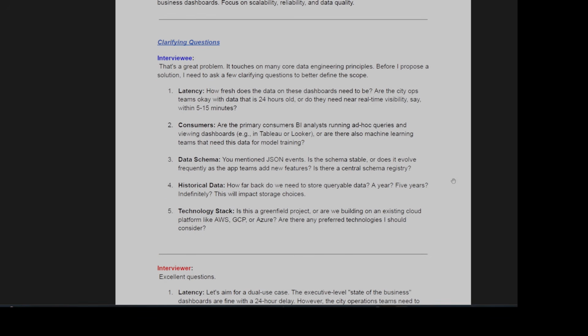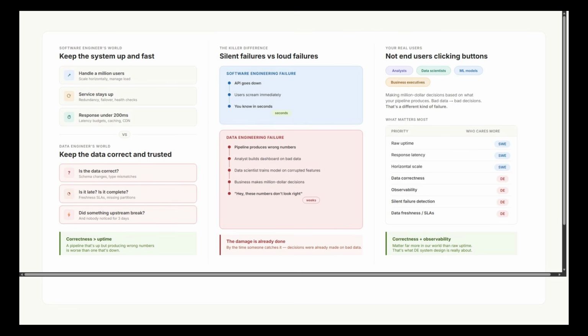Alright, back to it. Now, here's something nobody really talks about. Data engineering system design is fundamentally different from regular software engineering system design. If you come from a software background, you're used to thinking about things like, how do I handle a million users hitting my API? How do I make sure this service doesn't go down? How do I keep response times under 200 milliseconds? That's valid. But as a data engineer, your problems are different.